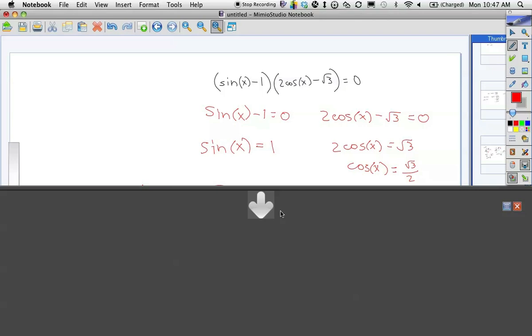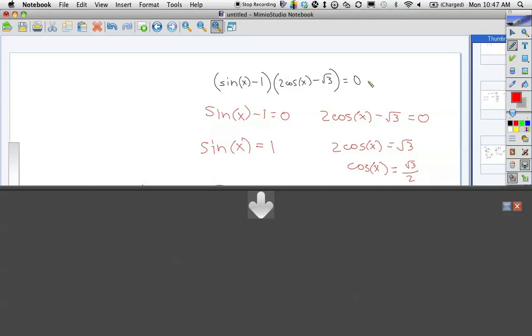What's one of them? Pi over 2. Okay, what's another one? 7 pi over 6. Close, wrong quadrant. Pi over 6. I don't think it's 5 pi over 6 either. Pi over 6 and 11 pi over 6. So pi over 2, pi over 6, and 11 pi over 6 are the three solutions. Okay?